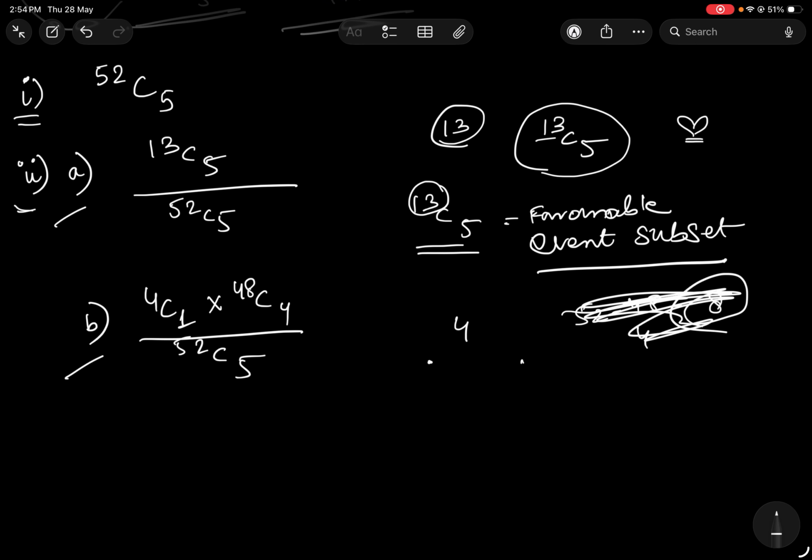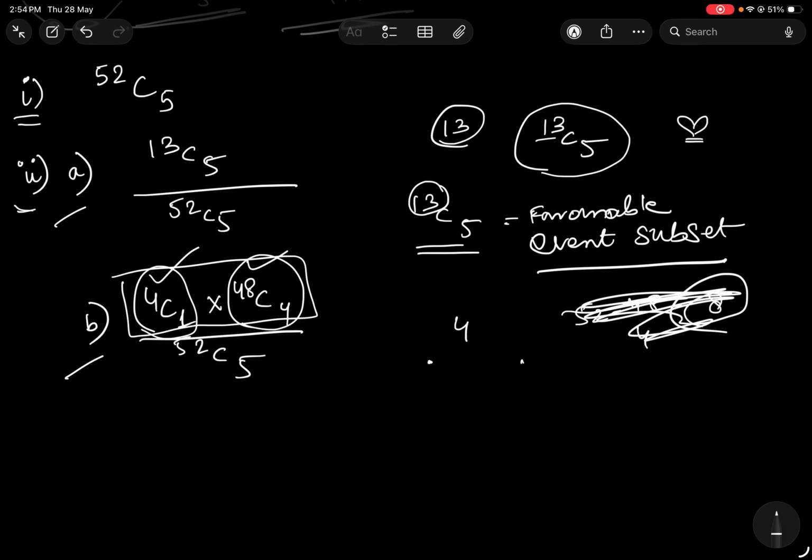So this is actually the fundamental theorem of counting going on. This was my whole task, and I divided it into 2 subtasks, of which I know how many ways they can happen, and so I just multiplied them, and this is our probability.